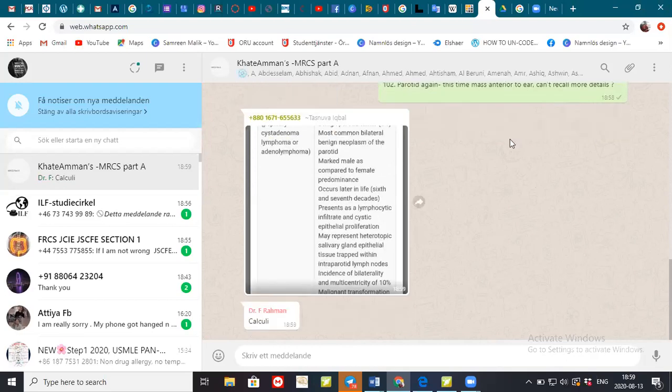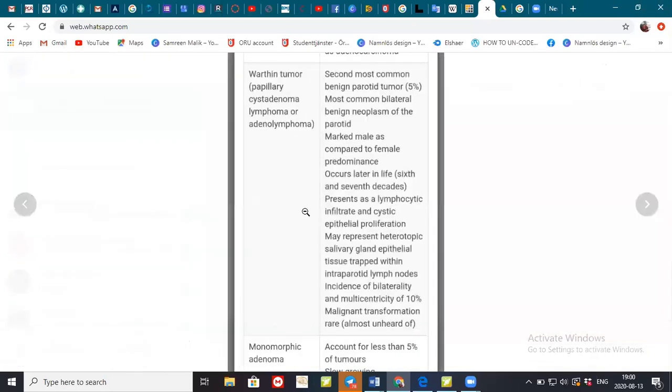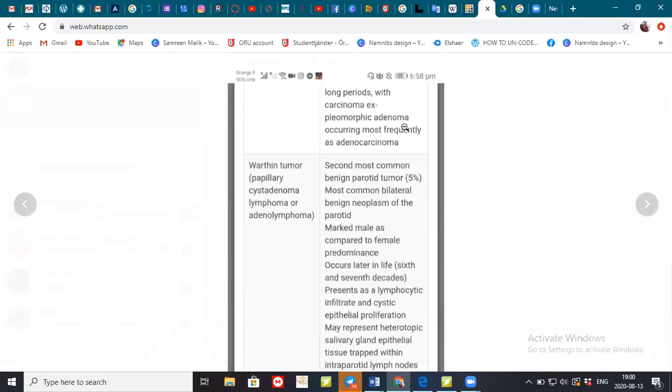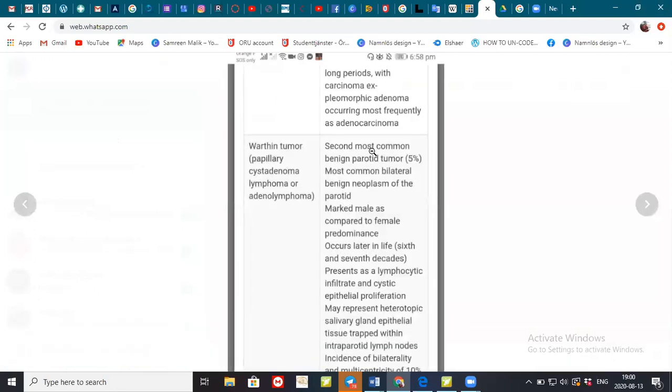Tell me where the duct opens. At what level? Upper second molar. Very good. And this duct is called? Stenson. Stenson's duct is for the parotid, and Warthin's is for the submandibular.